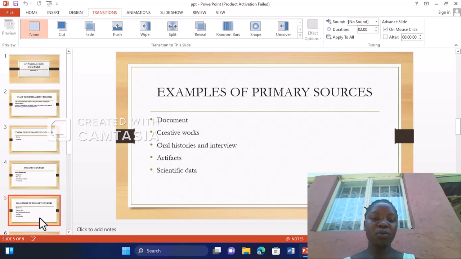Then when we talk about oral histories and interviews, we mean testimonies or interviews with individuals directly involved or witnesses to the event. Then scientific data is raw data from scientific experiments, for example original laboratory notes.